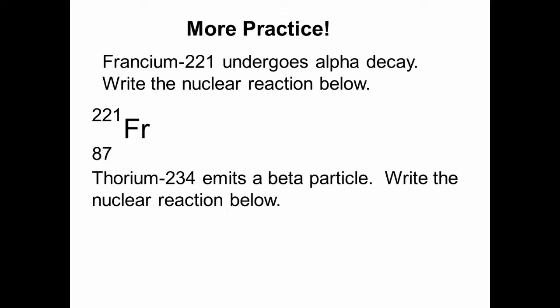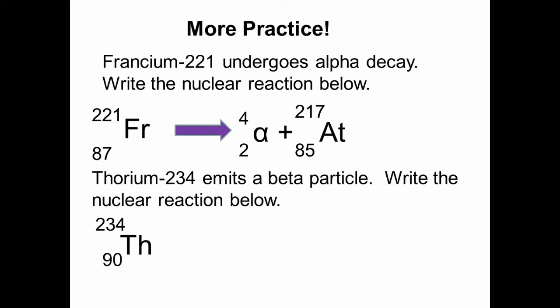Francium-221 undergoes an alpha decay. Here's the alpha particle. 221 minus 4 is 217. 87 minus 2 is number 85, At, astatine. Thorium-234 undergoing a beta decay. It's number 90, so it's going to change into number 91. And the mass will stay the same. And number 91 symbol is Pa.